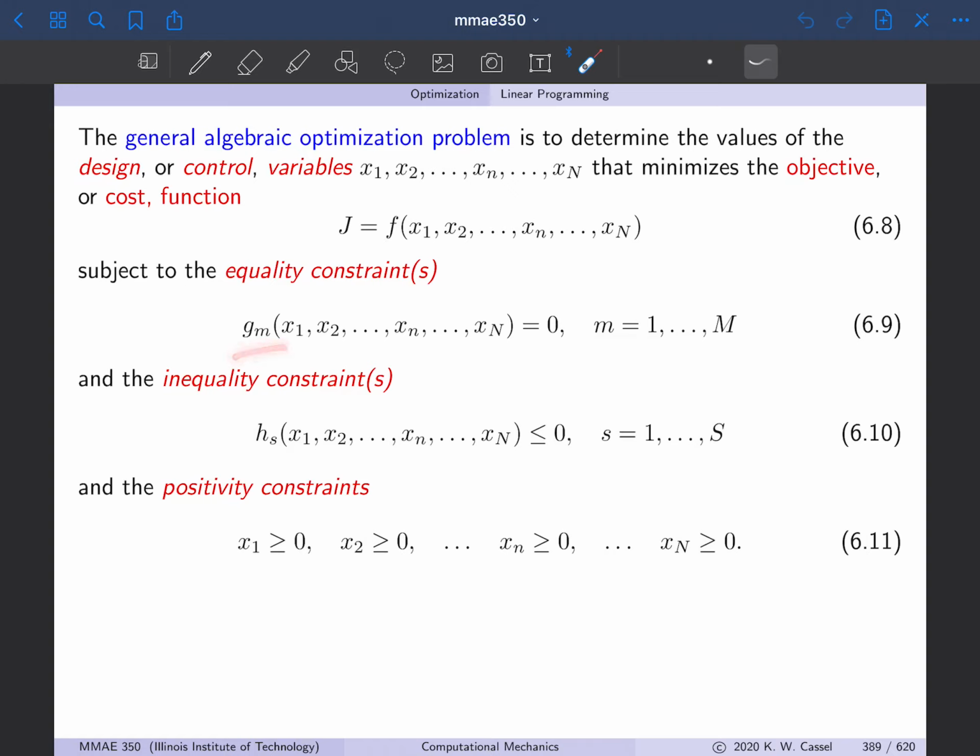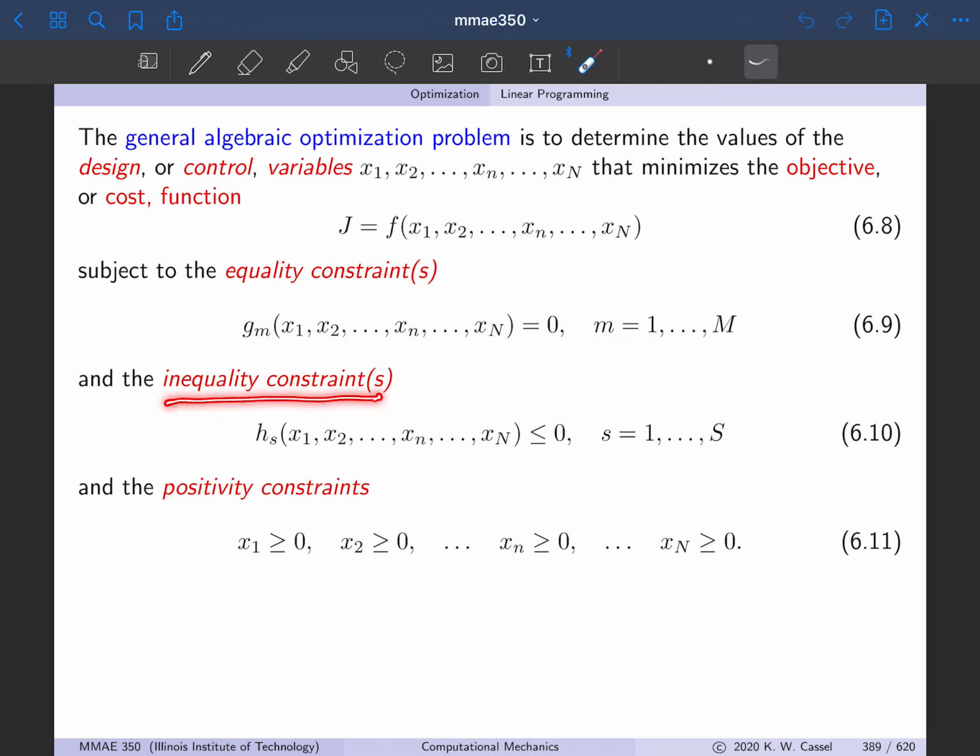We'll denote these by G. So F, G, and H. F is the cost function or objective function, and the G's are the equality constraints. There might be one, there might be some number of them. We'll say that there's capital M of them. Those are algebraic relationships between some of the control variables, but the point is they're equality constraints. There's an equal sign in the constraints.